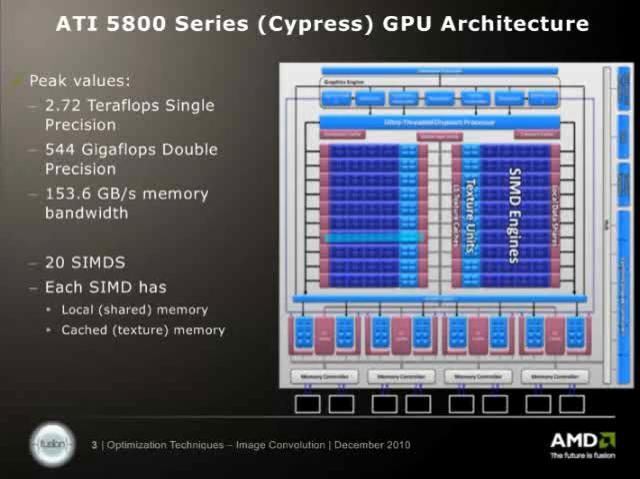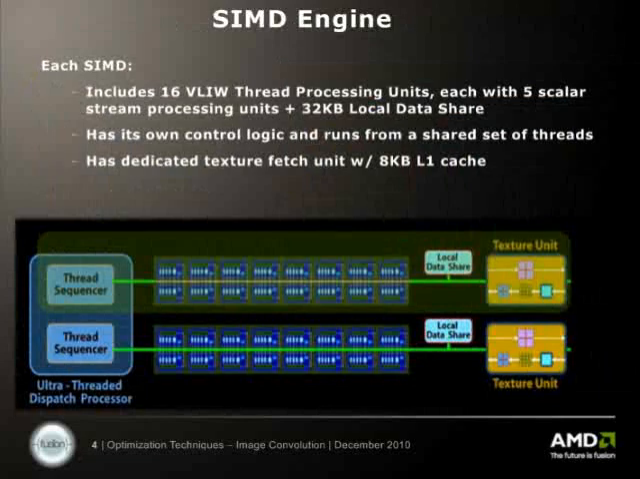So this is one SIMD, right? So here you have one SIMD, and the blue, this is one particular cache, which is the texture cache, and this is a different type of cache, which is the local data share. So let's move on to a more detailed diagram about the SIMDs.